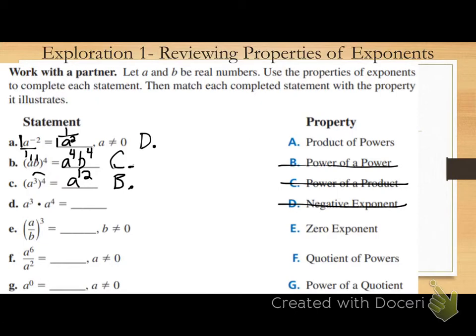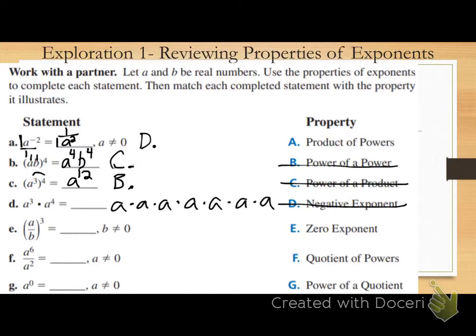Questions on A through C so far? No. Okay. Letter D. I've got a to the 3rd times a to the 4th. What would my answer be here? Not a to the 12th. Let's think about it here. If I expanded a to the 3rd out, what would that be? A times a times a. A times a times a times a to the 4th. How would I expand that?